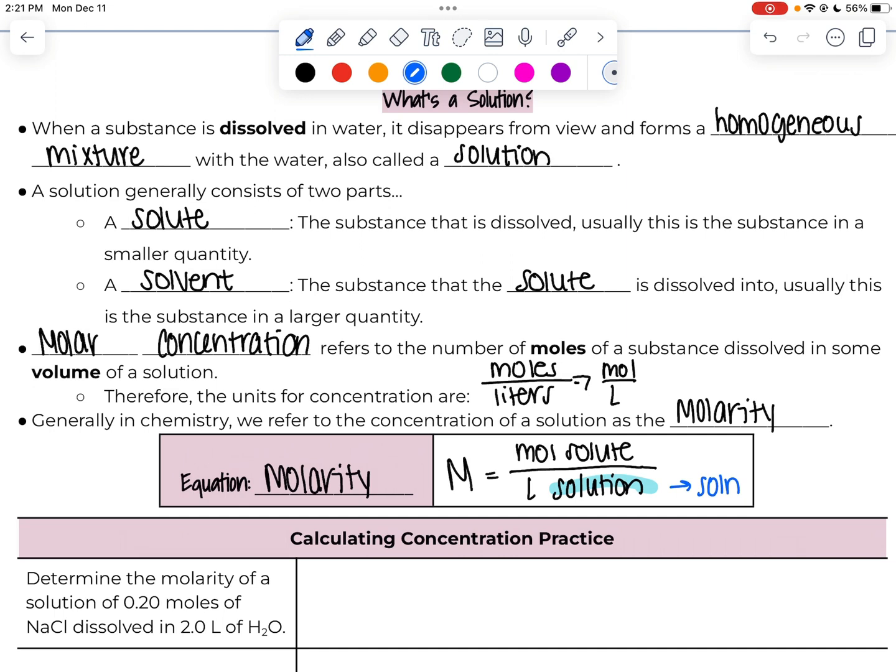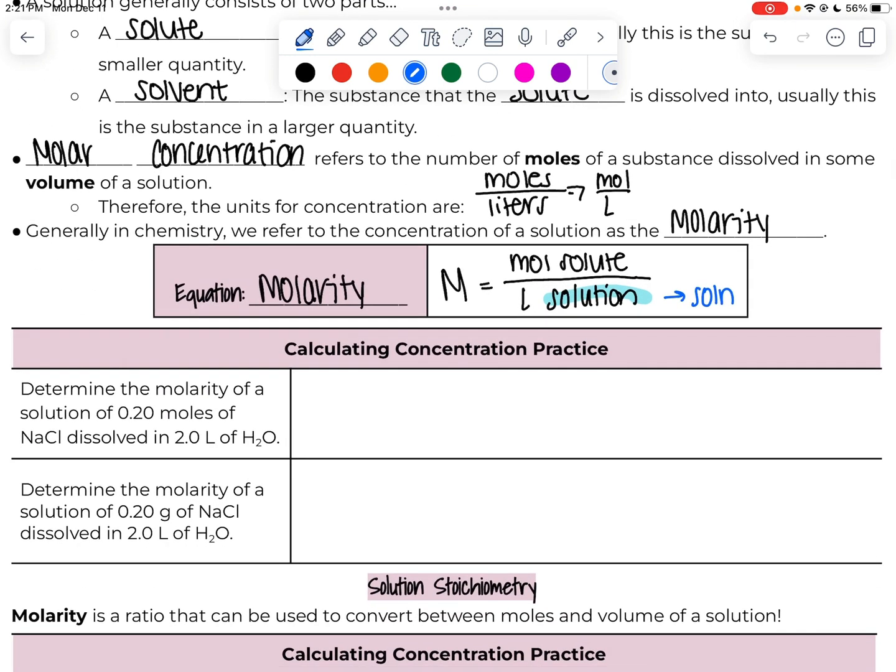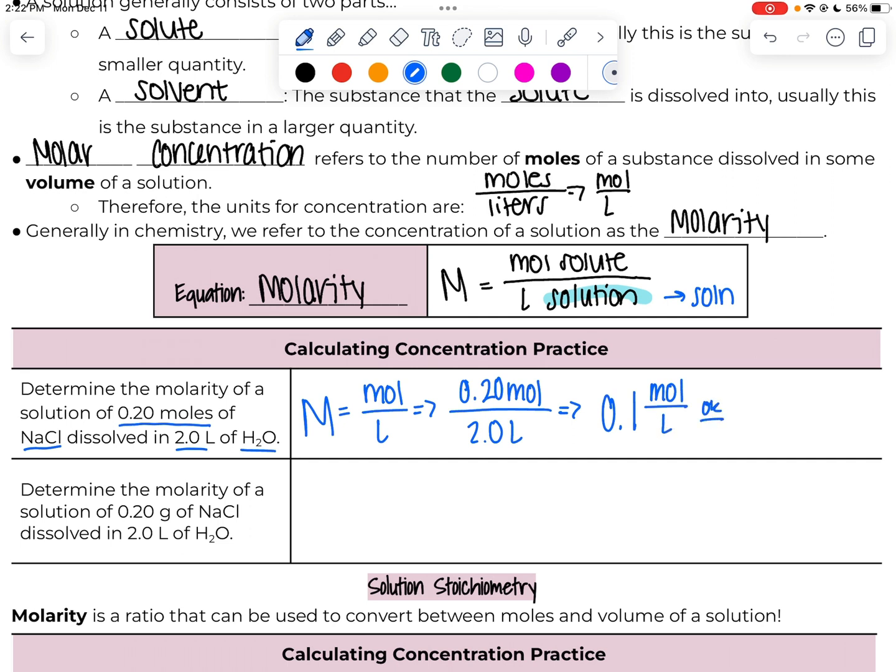Okay, so let's think about how we can actually calculate concentration of a solution. So let's say I ask you to determine the molarity of a solution in which you have 0.2 moles of sodium chloride dissolved in 2 liters of water. So to calculate concentration, all you need to know is that molarity is equal to moles over liters, moles over volume. I know my number of moles of sodium chloride I'm dissolving is 0.2. My total amount of solution, well, I just have 2 liters of that water, so I'm going to divide by 2.0 liters. And I'm going to end up with my concentration being 0.1 moles per liter.